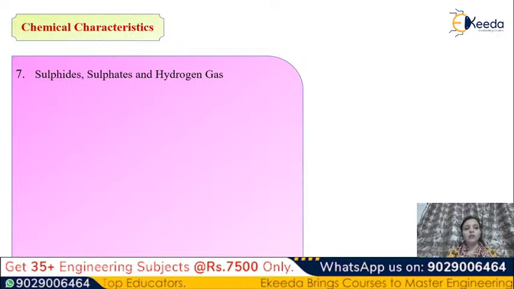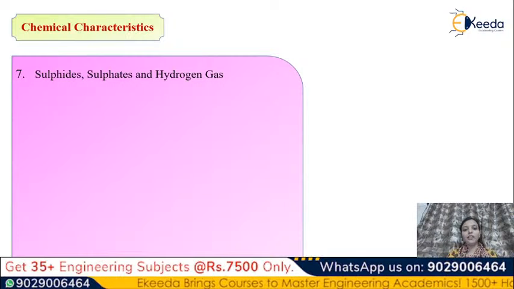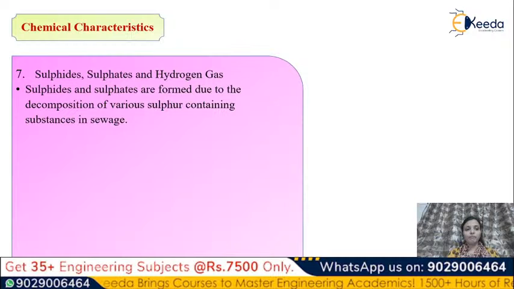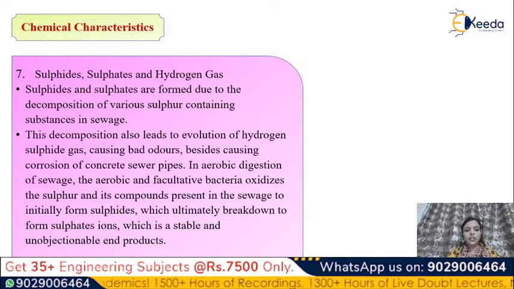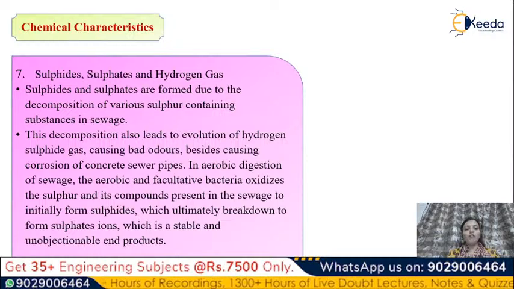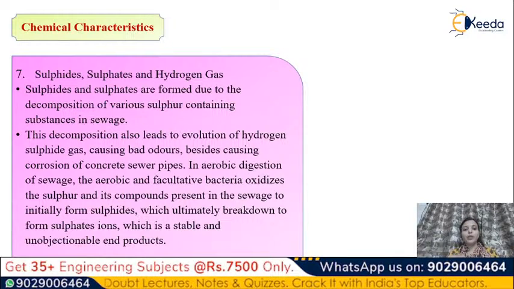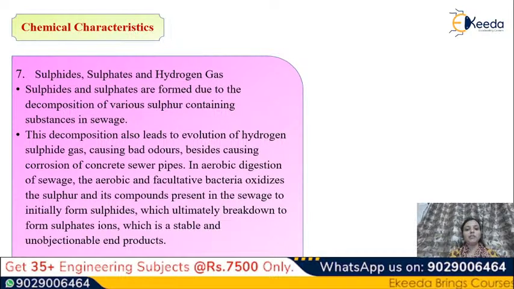The next chemical characteristics are sulfide, sulfate and hydrogen gas. Sulfides and sulfates are formed due to the decomposition of various sulfur-containing substances in sewage. This decomposition also leads to evolution of hydrogen sulfide gas, causing bad odor. Besides, the release of hydrogen sulfide gas and carbon dioxide gas increases the corrosive property of sewage, and because of that there is a chance of corrosion of concrete sewer pipes.